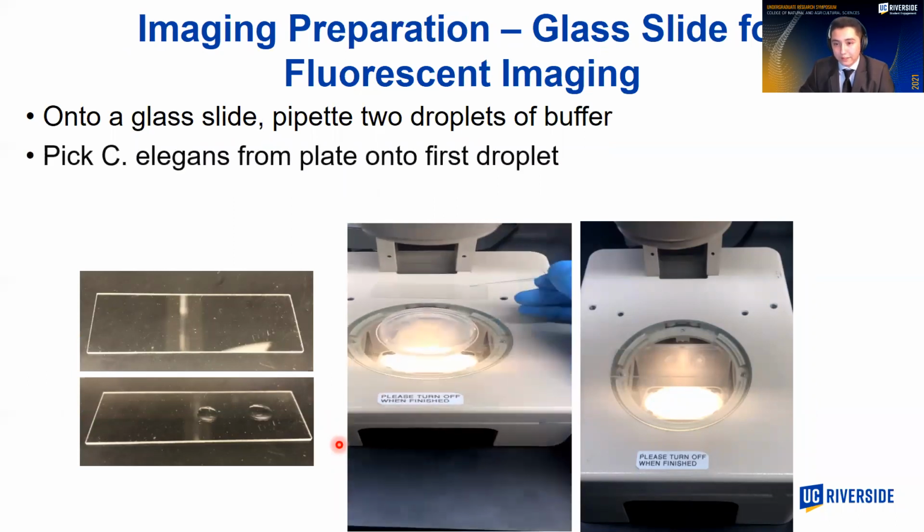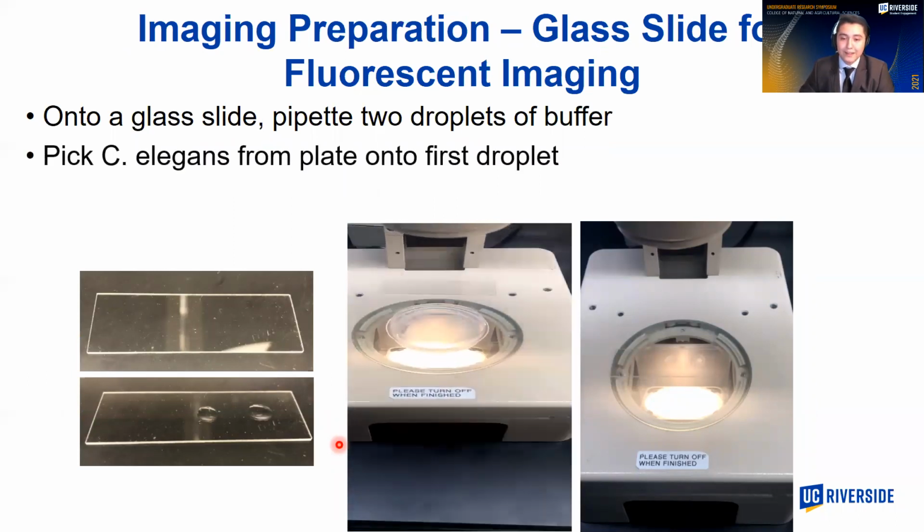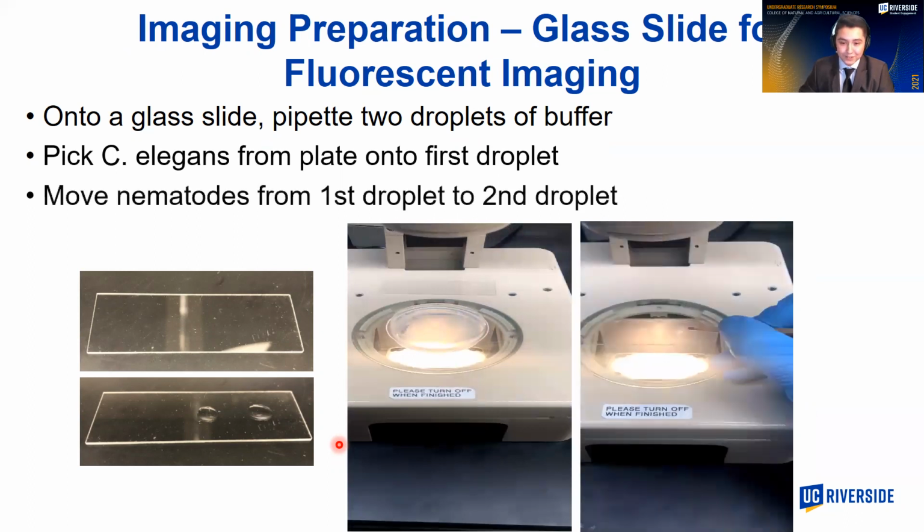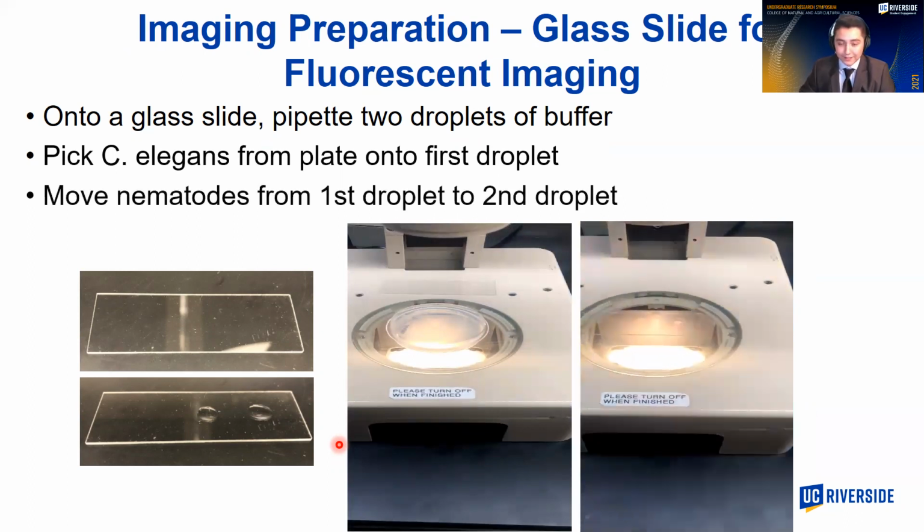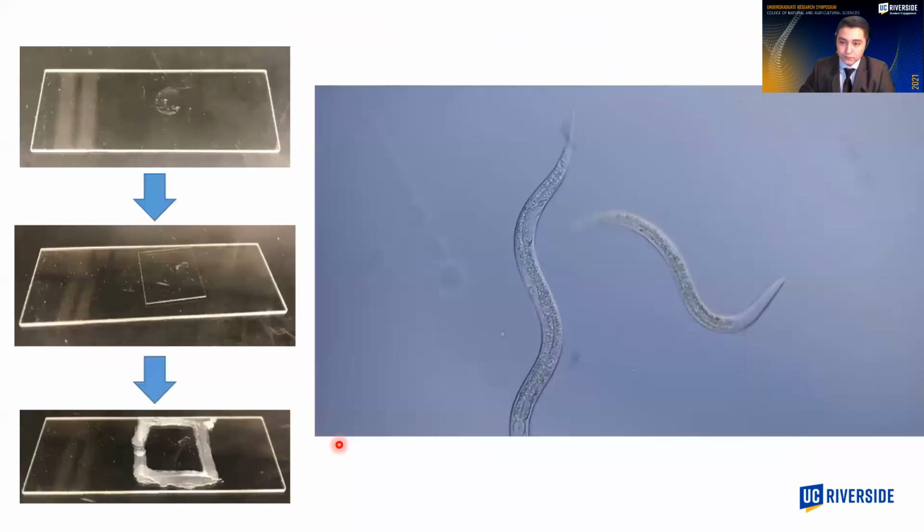I then move the C. elegans from the first plate onto the first droplet, and then from the first droplet to the second droplet, because the C. elegans carry bacteria on them, and we don't want the bacteria to get inside of the image. And what we then do is secure the slide so that the worms are not moving, because if they are moving, you'll get a very blurry image, as you can see indicated here.